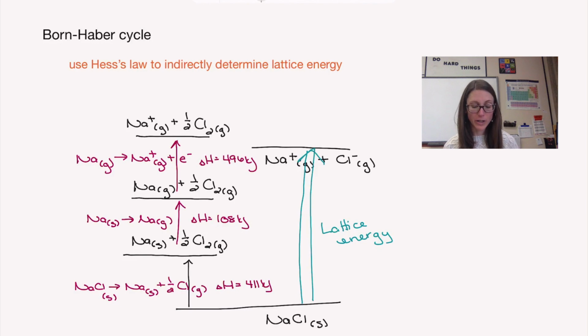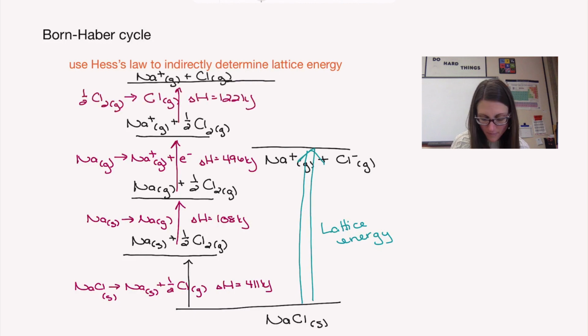We need to mess with our chlorine. Right now we have half a mole of diatomic chlorine, but I'm going to need individual chlorine atoms. So I'm going to start by breaking the chlorine-chlorine bond. This is the bond enthalpy of chlorine. And then the last thing I need to do is add an electron to make a chloride ion, which is the electron affinity for chlorine gas.